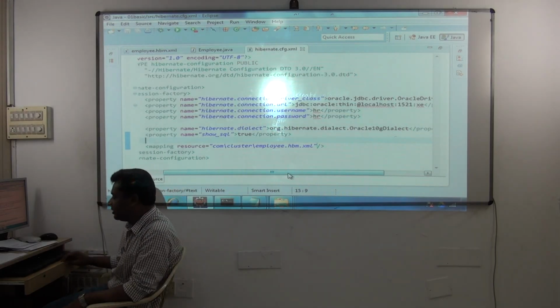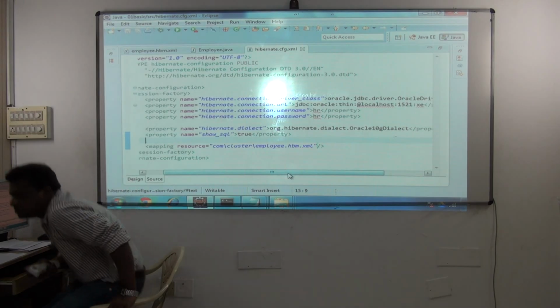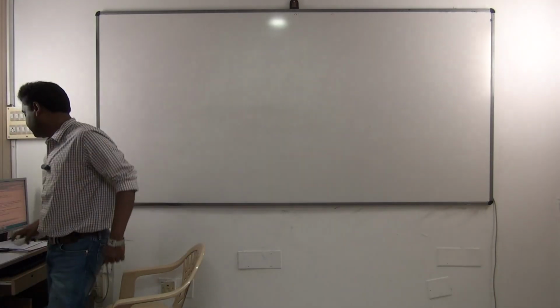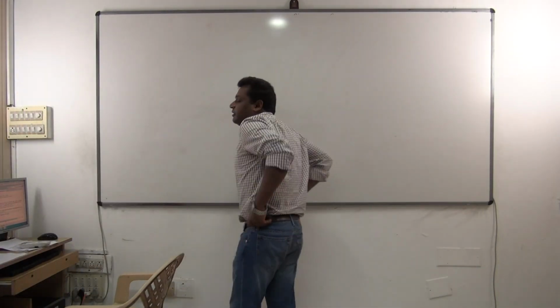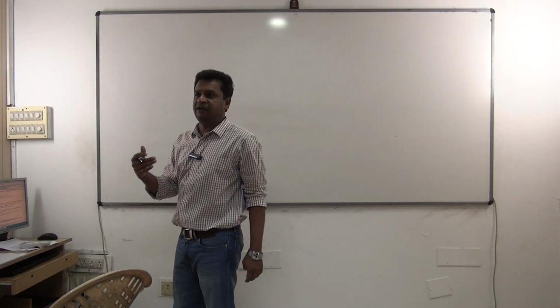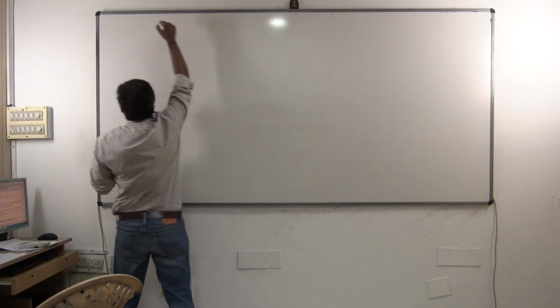So lastly we have to write what? Step number 5. The client code we have to write. First let me explain the client code, then I'll type it and show it for you. See, when you are writing your Java JDBC program, you'll have some client code. Similarly here, when you are writing your Hibernate program, you'll have some client code. So let's see how the client code will be.